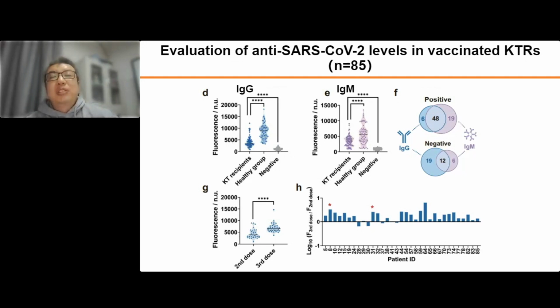We collected samples from a total of 85 KTRs, and we found that indeed the overall signals for the kidney transplant recipients, their level of antibodies, are much lower than healthy groups, either for IgG or for IgM. However, the level of antibodies in KTRs is actually significantly higher than the negative groups, which means that most of those patients can actually produce antibodies. And the antibody level is much lower than healthy groups.